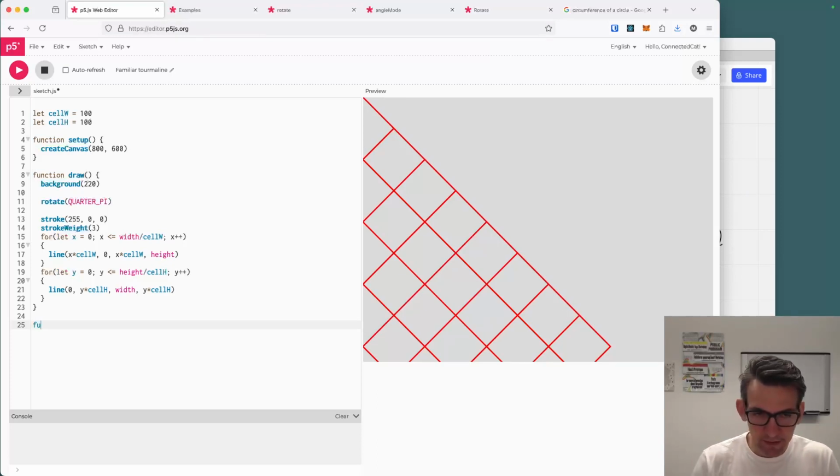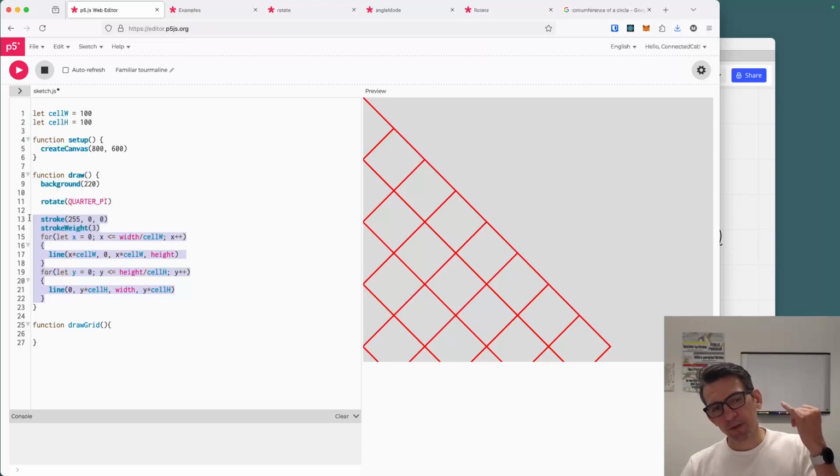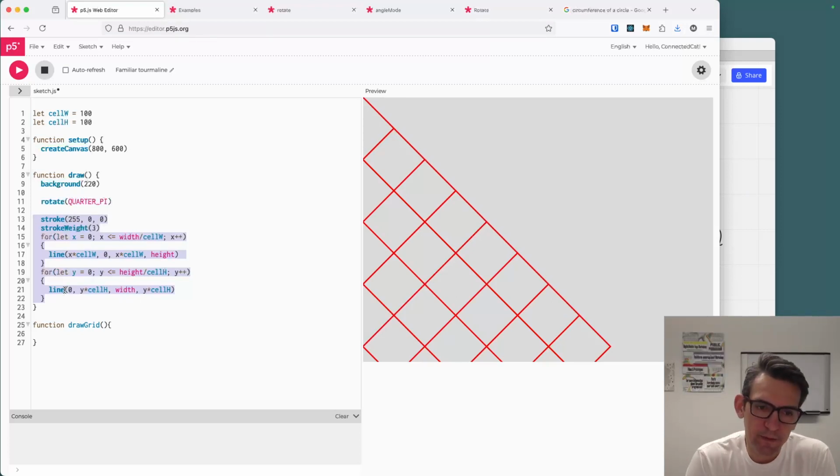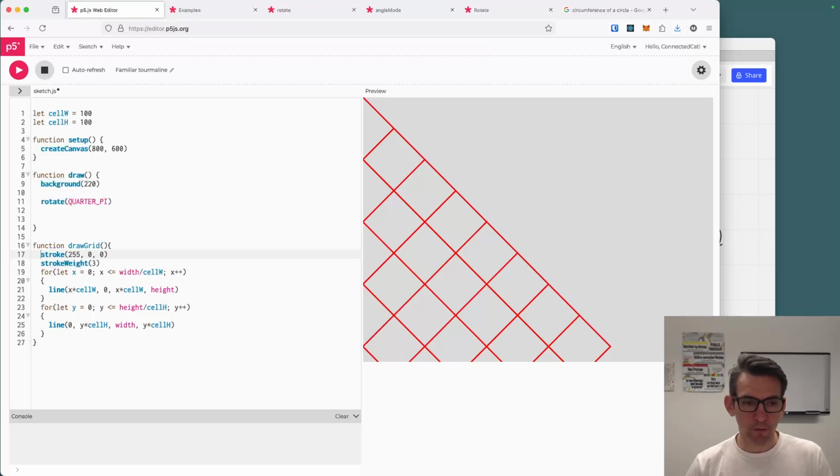Let's do it like this: function draw grid, right? And specify what actions constitute drawing a grid. So let's say everything here, from setting the stroke color, stroke weight, and then repeatedly running the lines for the columns and lines for the rows, right? That would produce a grid for us. So I'm going to take all of that and paste it in here. And that's going to draw a grid for me, right?